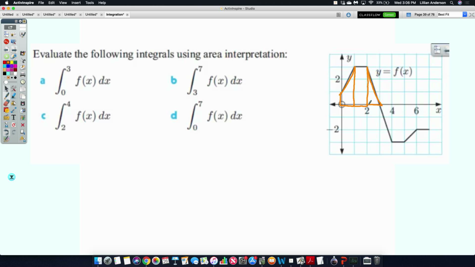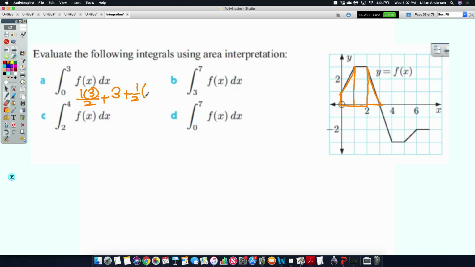How do you find the area of a triangle? Base times height, half of that. So a base of 1 and a height of 3, you take half of that. What about that rectangle in the middle? What's this area? 3.